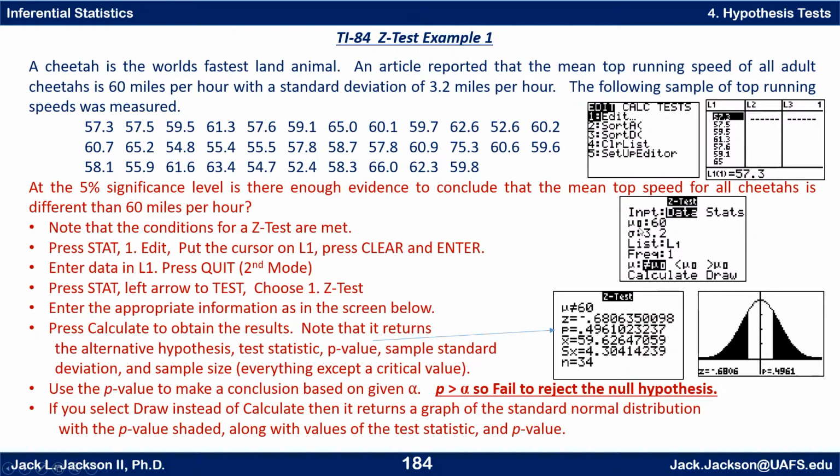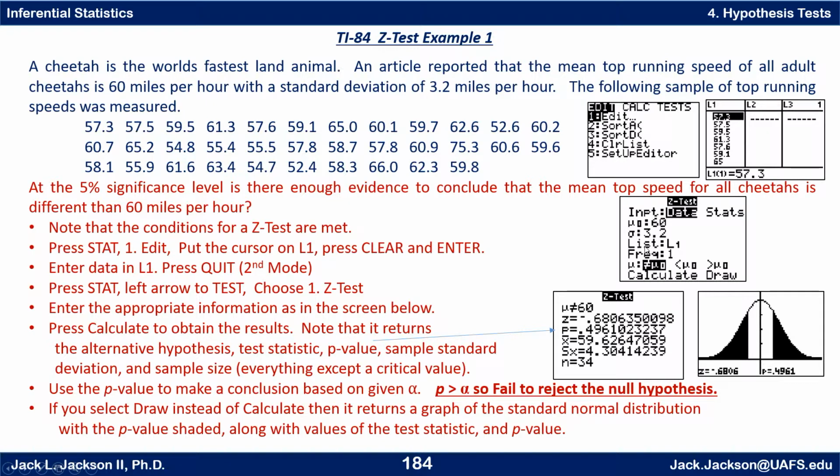Our mu naught is our null hypothesis, which is 60 miles an hour. Hey, these people did some research. We're going to assume they're telling the truth unless we have enough evidence to call them out on that. We're not going to call them a liar unless we have pretty strong evidence to back ourselves up. So we type in what they say, 60, and they also tell us the standard deviation is 3.2, so we put that in there too.